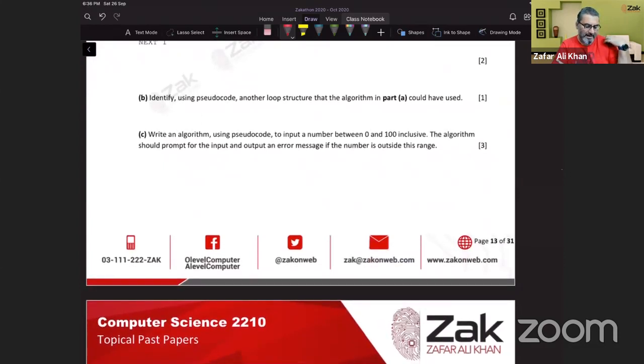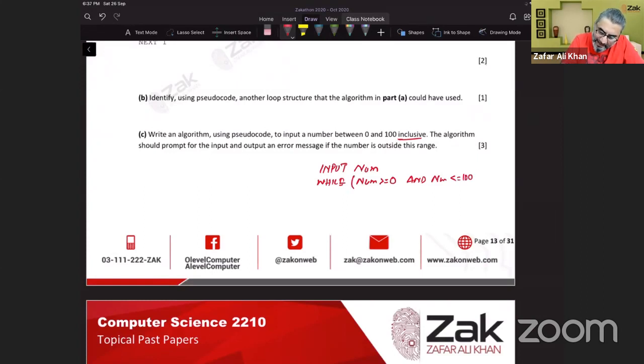Alright, so this part C: write an algorithm using pseudocode to input a number between 0 and 100 inclusive. Now, we will do it with while, then we will do it with repeat later. Input number, while number is greater than or equal to 0 and number is less than or equal to 100.